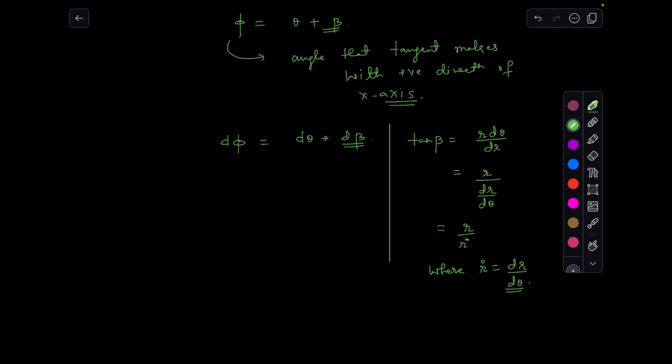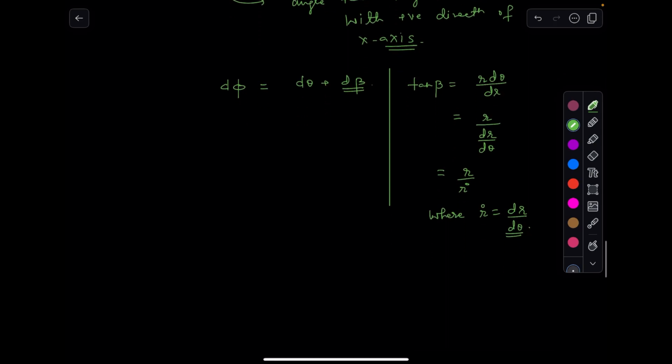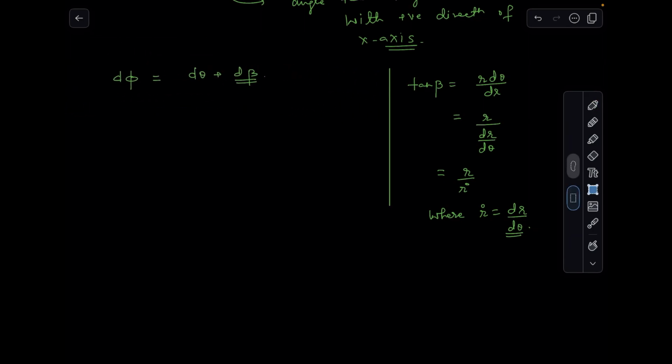So tan beta is r by r dot. Now you also know that tan beta is r by r dot, and if we move this thing so we can create some space, like here we can write, suppose this is equation number 1, tan beta is equal to r by r dot.